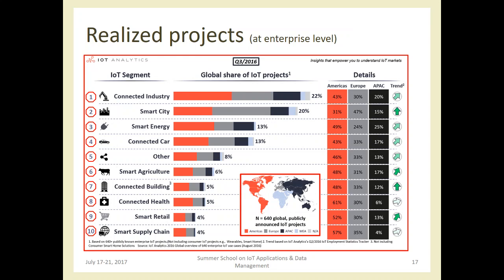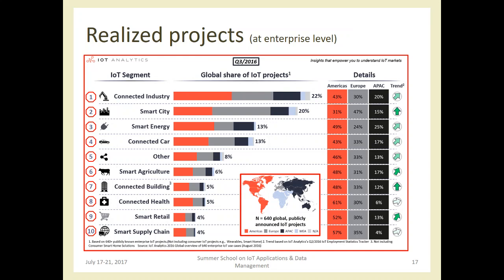The most investment is in connected industries. So making production more efficient, increasing quality, increasing efficiency, and so on in the production. And then smart city, because a lot of public administrations are investing in that, even with simple things like changing lamps to LED lights.